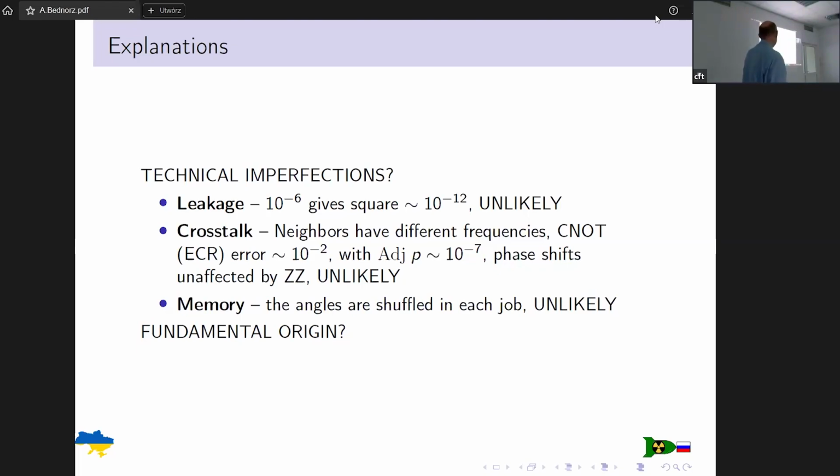I will not expand this section because I think the first question is to repeat this experiment and answer if it can be really an effect of leakage, crosstalk, or maybe some memory.